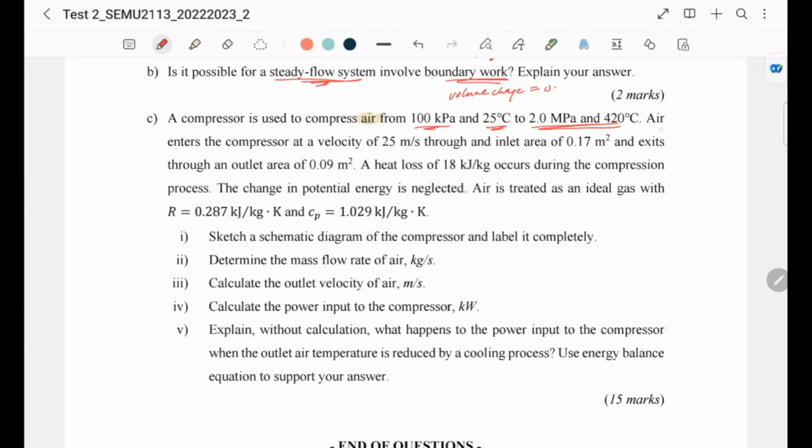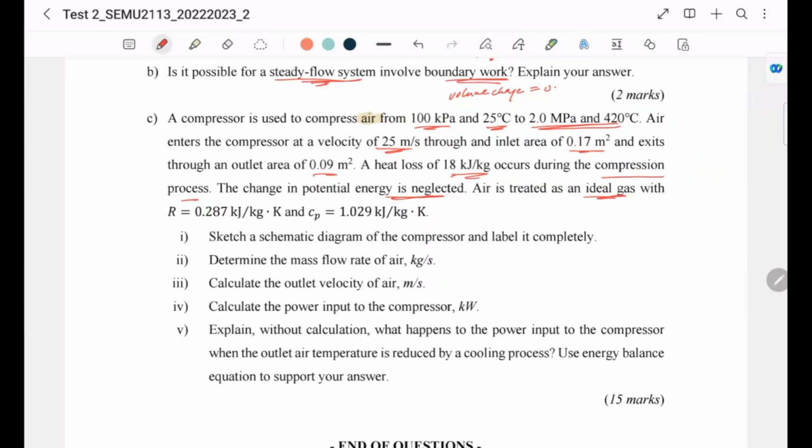The air enters the compressor at a given velocity through a given inlet area, and exits through a given exit area. Heat loss of this much occurs during the compression process, which means it's not an adiabatic compression process. There's a heat loss. The change in potential energy is negated. There's no change in potential energy, so the airflow itself has no altitude change. And the air is treated as an ideal gas.